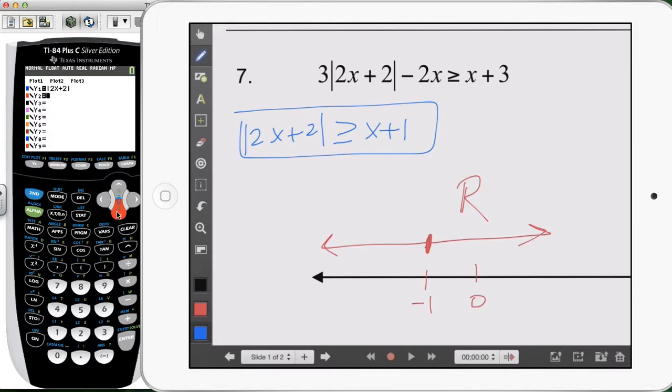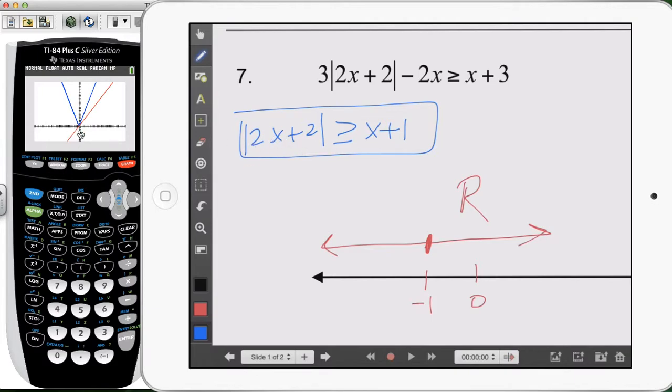Now let's move on to the other side. It's going to be x plus 1. And again, since it's greater than or equal, you're interested in the part of the V that's above your x plus 1. So that's my V. There you go. As you can see, this line is going through the vertex, and you're interested in the part of the V that's above the line.